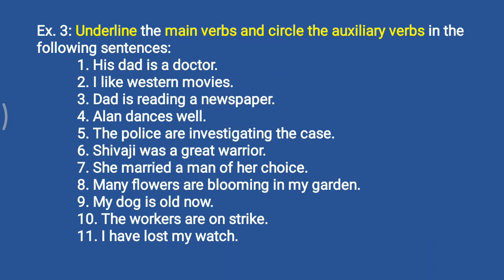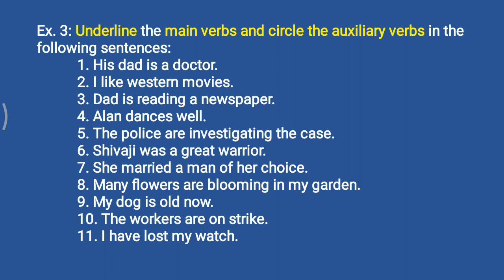Exercise number 3. Underline the main verbs and circle the auxiliary verbs in the following sentence. His dad is a doctor. Here, is is the main verb. I like Western movies. In this sentence, like is the main verb because it shows an action. Dad is reading a newspaper. In this sentence, is is an auxiliary verb and you have to encircle it, and reading is the main verb.